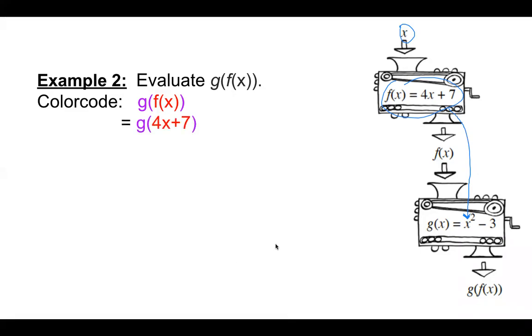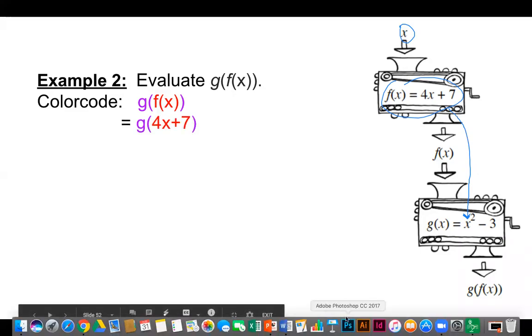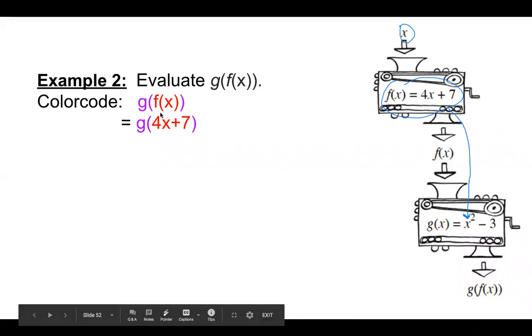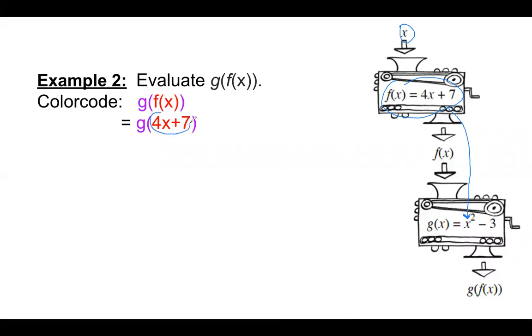So notice how instead of f of x, what I wrote on the inside of the parentheses is what f of x was. So f of x was given to us. It's right here, and let me circle it over here. So that got plugged in here because that's what f of x is.